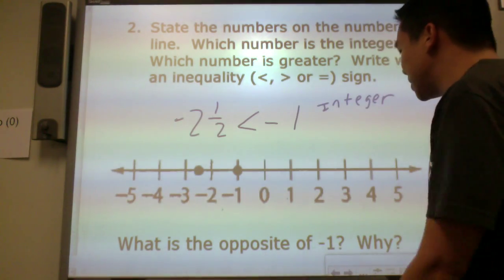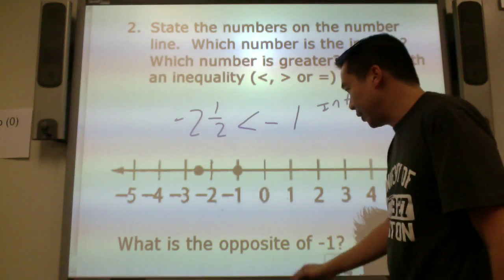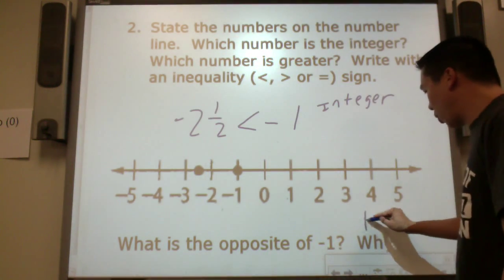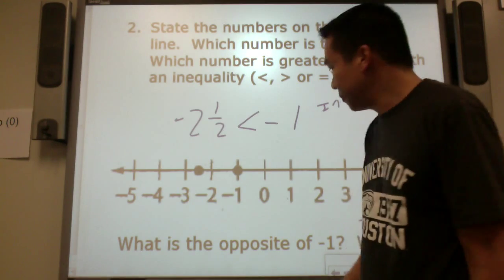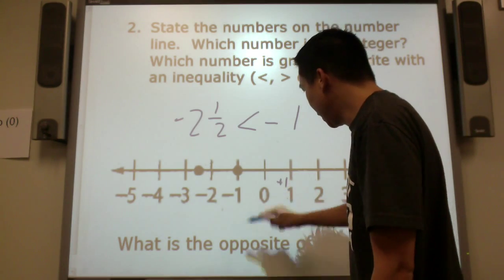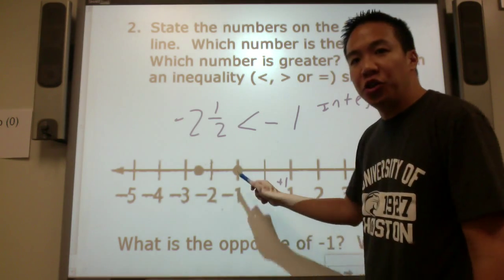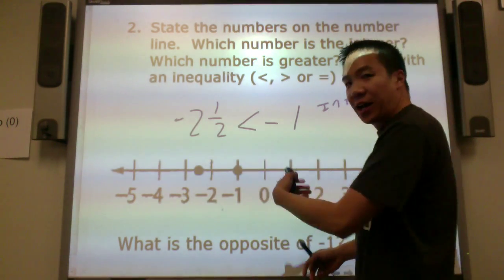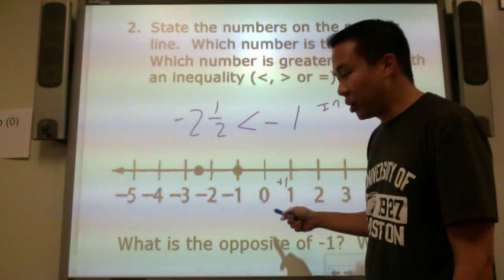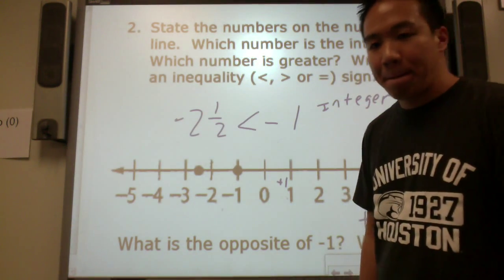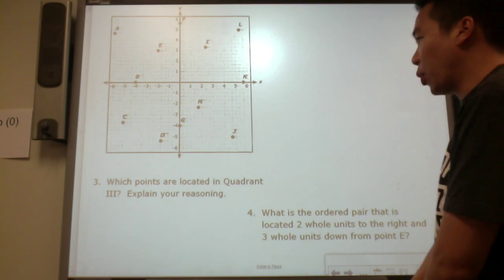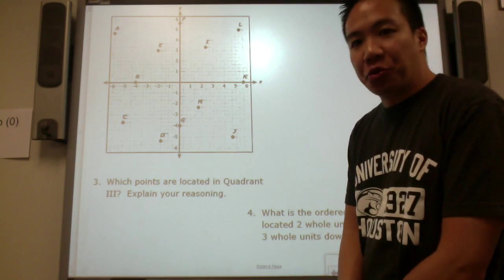What is the opposite of -1? The opposite of -1 is +1. But why? -1 is 1 unit from 0. On the other side, the flip side, what is 1 unit from 0? +1.